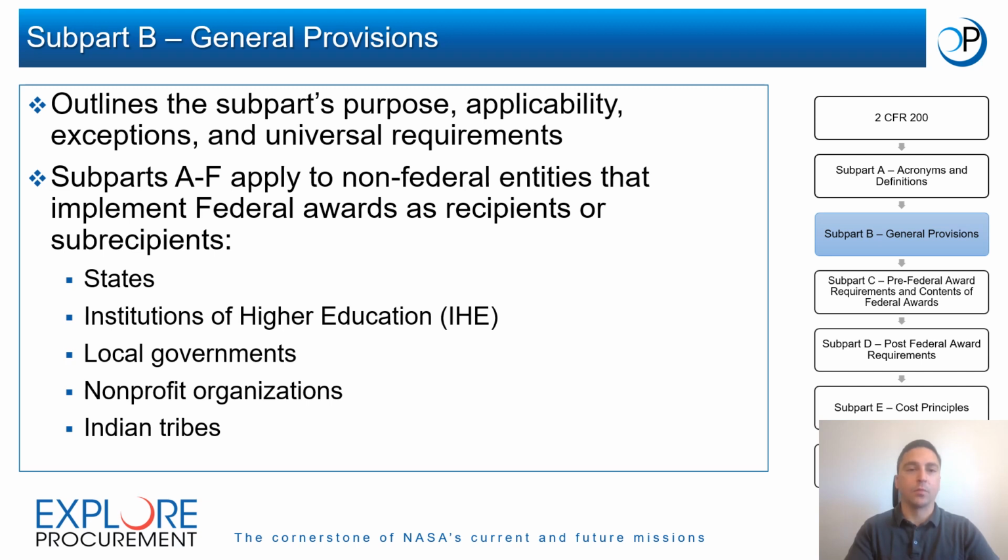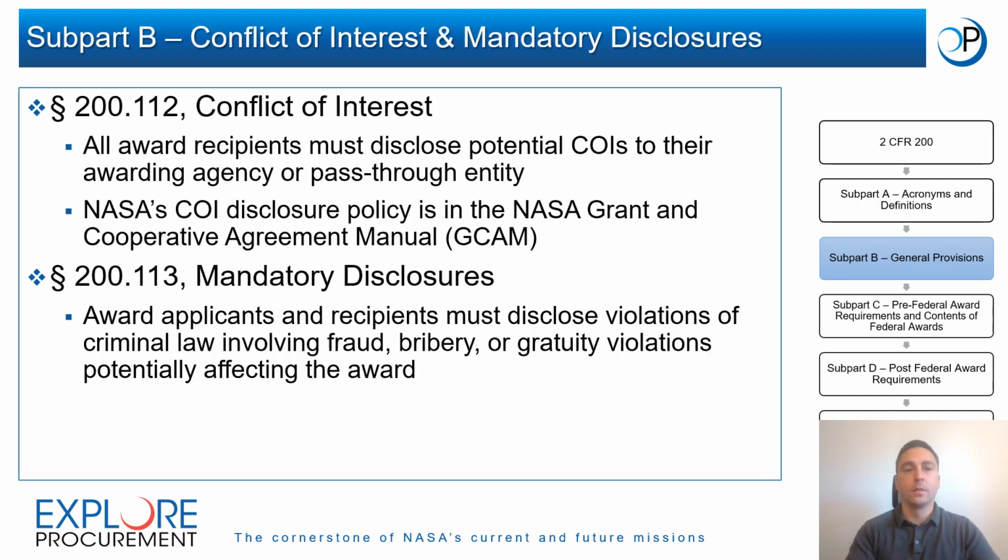Subpart B also describes the regulation's applicability. It notes that subparts A through F are applicable to non-federal entities that carry out federal awards as recipients or subrecipients. Subpart B also includes 2 important requirements for federal agencies and award recipients. First, Section 200.112 requires all award recipients to disclose potential conflicts of interest, or COI, to their awarding agency or pass-through entity in accordance with the awarding agency's policy. NASA's COI disclosure policy can be found in the NASA Grant and Cooperative Agreement Manual, or GCAM.